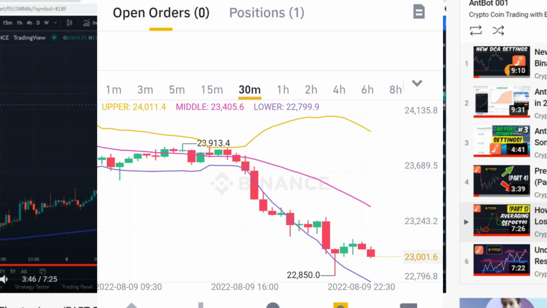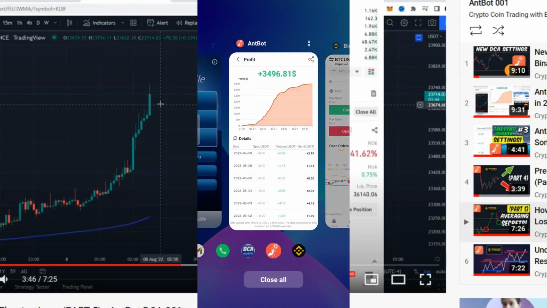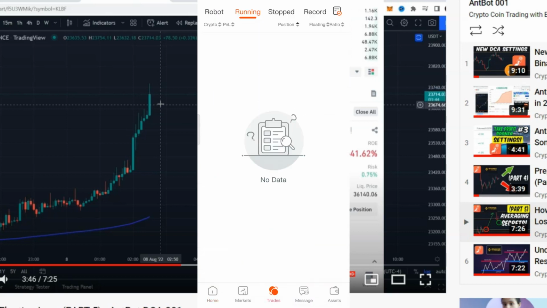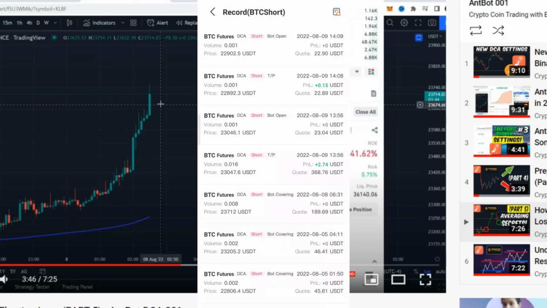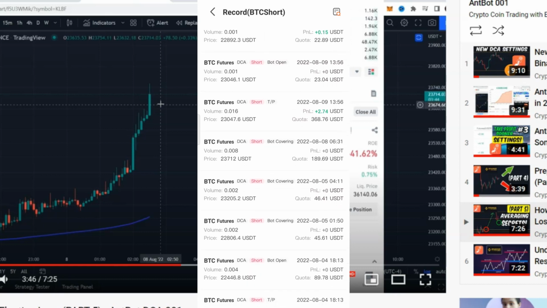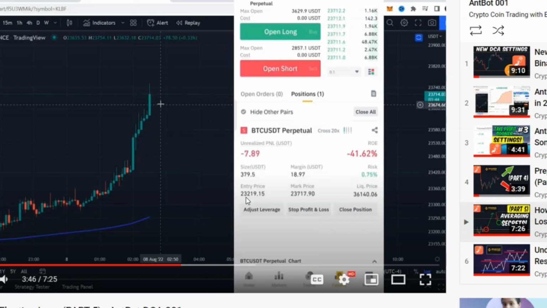so that we take the profit. Okay, I'm going to show you on the AntBot here. Let me show you my trade. Because I'm still in cycle here, I didn't change to single run. You can see that we actually closed it already. Look at it, $2.74. You can see the bot open, bot cover, and we take the profit at price 23,047. We closed it $200 below our entry price. Okay, so that's the profit.